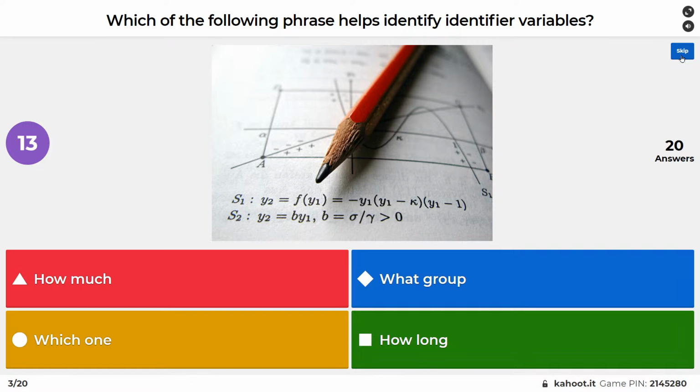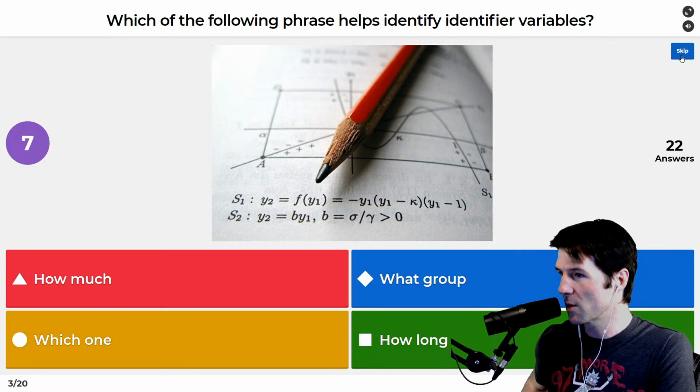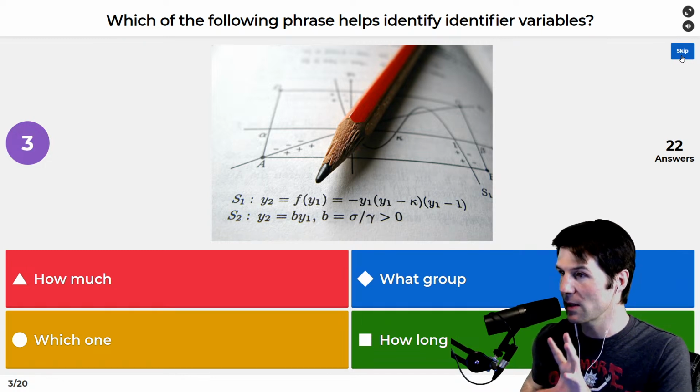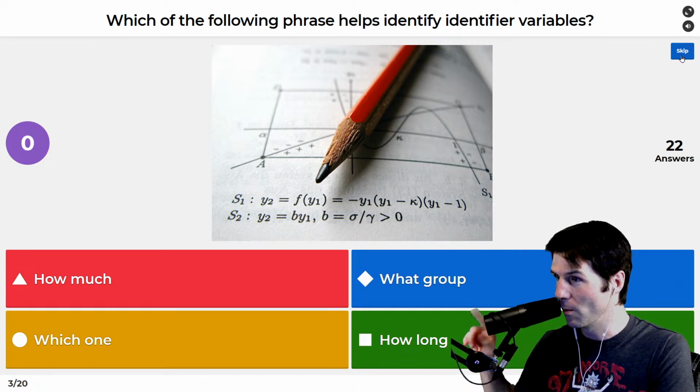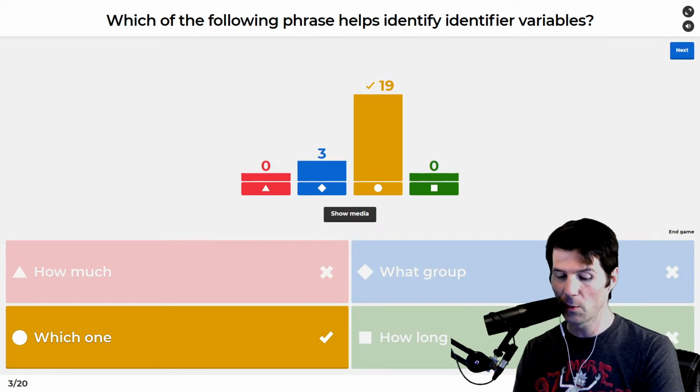Remember, identifiers are things that will not ever repeat. They can't stop, they won't stop not repeating. So identifiers will not ever repeat. So when you ask an identifier, you're asking, which one is this over there on the side? Which one? So what group sounds more like a what variable?